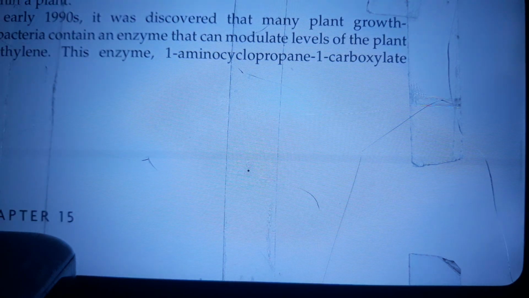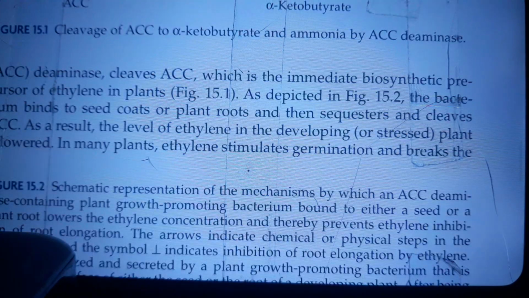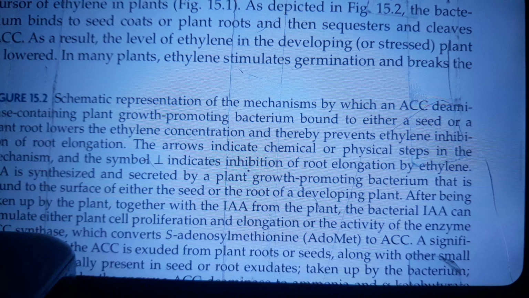In the early 1990s, it was discovered that many plant growth promoting bacteria contain an enzyme that can modulate levels of the plant hormone ethylene. This enzyme, 1-aminocyclopropane-1-carboxylate (ACC) deaminase, cleaves ACC, which is the immediate biosynthetic precursor of ethylene in plants. As depicted in figure 15.2, the bacterium binds to seed coats or plant roots and then sequesters and cleaves ACC. As a result, the level of ethylene in the developing or stressed plant is lowered.